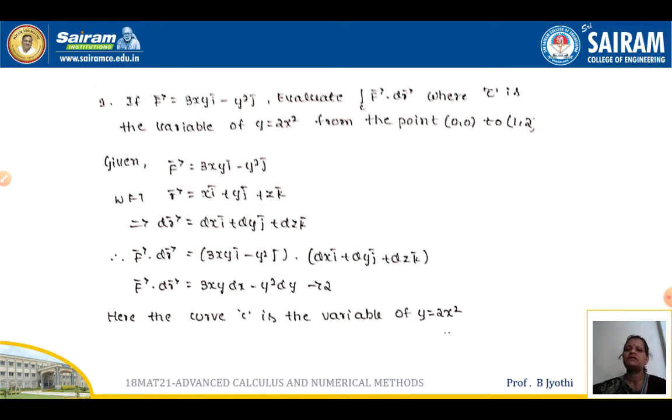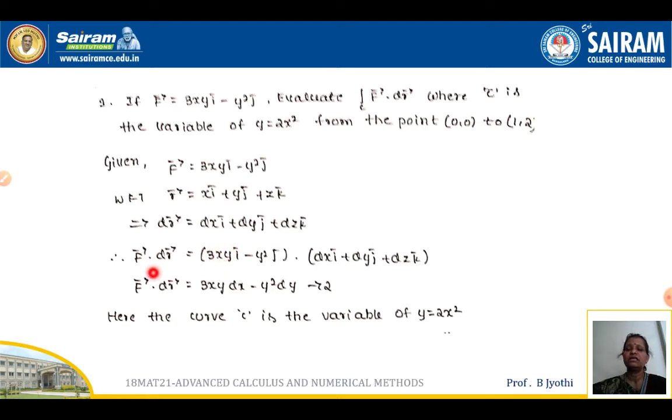If F is 3xy i minus y square j, evaluate the integral of F dot dr where C is the curve y is equal to 2x square from the point (0, 0) to (1, 2). Given F, we'll consider r equal to x i plus y j plus z k, so that dr will be dx i plus dy j plus dz k.